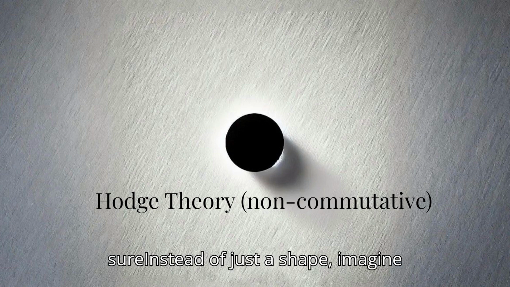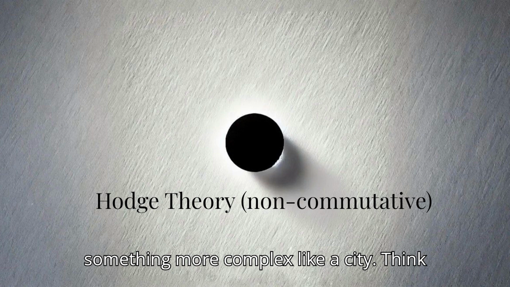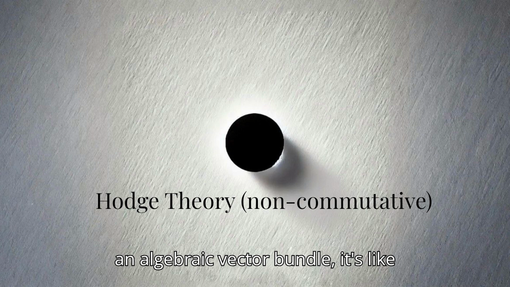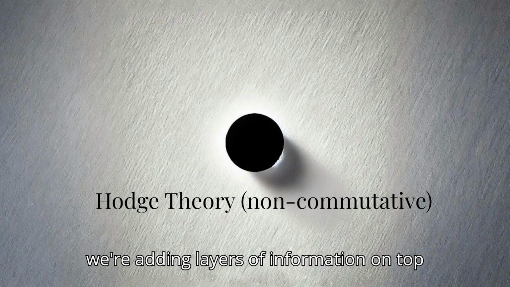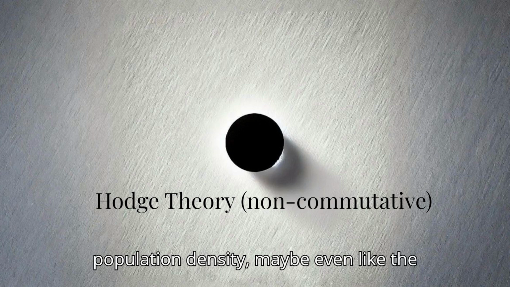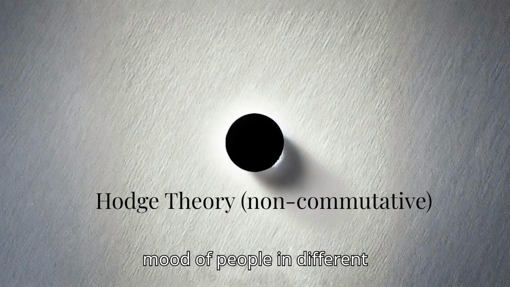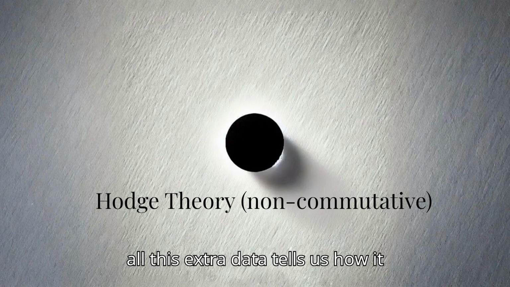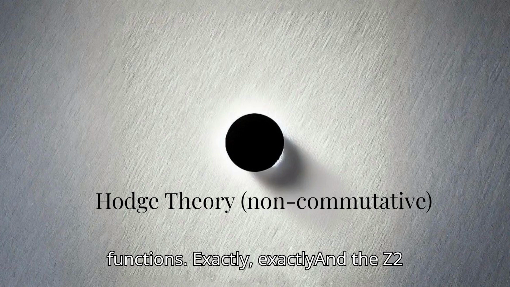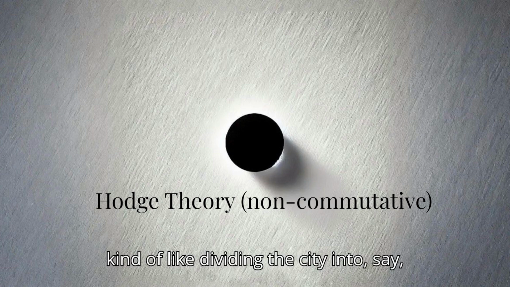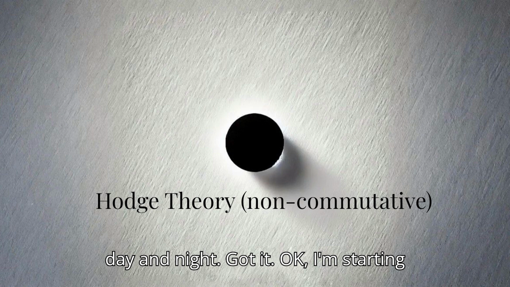Sure. Instead of just a shape, imagine something more complex, like a city. Think of the city as our space. Now, an algebraic vector bundle is like adding layers of information on top of that city. Stuff like traffic flow, population density, maybe even the mood of people in different neighborhoods. So we're not just looking at the layout of the city, we're adding all this extra data that tells us how it functions. Exactly. And the Z2-graded part means we're organizing this information into two categories, kind of like dividing the city into, say, day and night. Got it. Okay, I'm starting to get a feel for this.